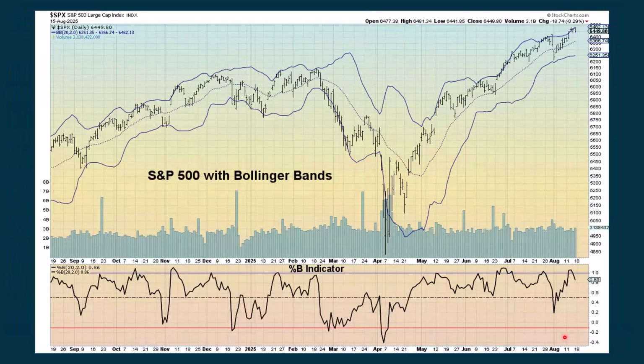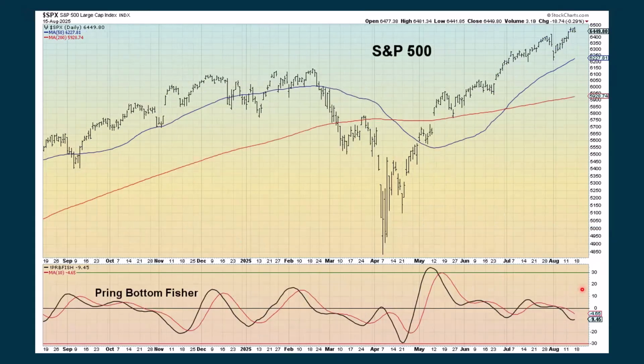And then same thing with the percent B. When we close outside of the upper Bollinger Band, we spent a couple of days up there. Well, now we've dropped back down. We're inside of the Bollinger Bands now, and so we've dropped down a little bit, not getting an extreme reading here, so I stopped using it in the daily video.